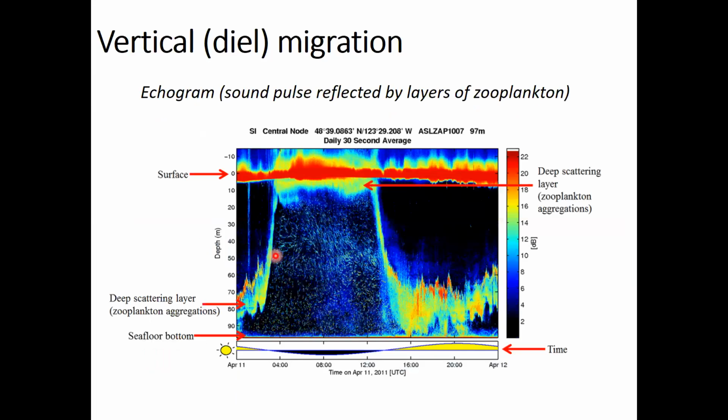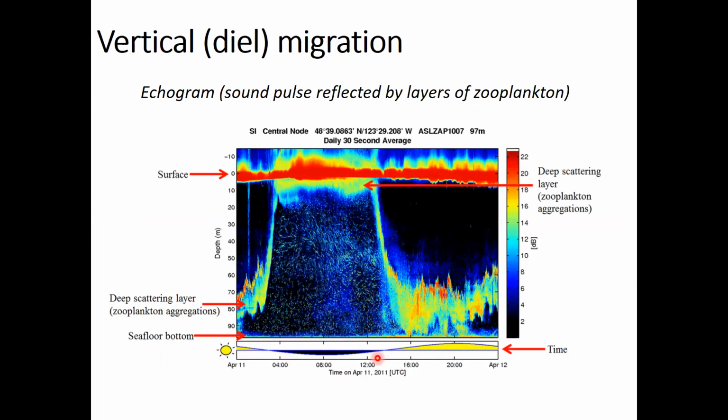And this was discovered using an echogram. So we've talked about echo sounding and estimating the depth of the seafloor, where we send a sound pulse down into the ocean and we record the amount of time it takes to reflect back to the ship. In a similar manner, scientists have discovered these different layers of zooplankton moving more shallow and deeper throughout the day. So this is data looking at sound pulses, sound scattering, and on the bottom we can see the time.